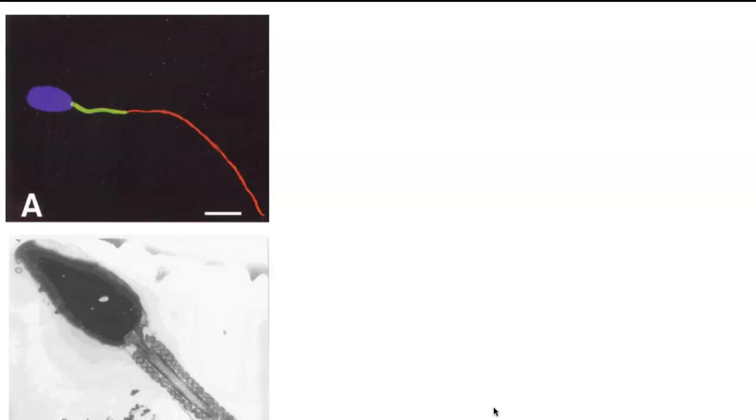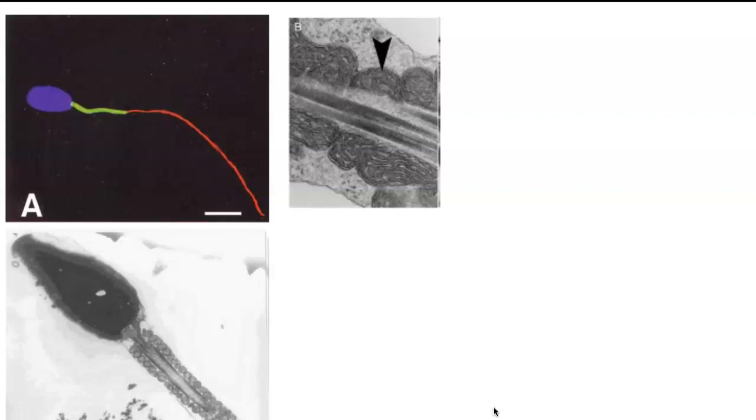The image underneath shows us what this would look like with a transmission electron micrograph, where we'd be looking at the head containing the genetic material and then the start of that flagellum. And here's a blow-up of that region showing you that wrapped around the flagellum there's a high concentration of mitochondria. Again, for sperm to be able to navigate and swim and do flagellar motion, they'll need ATP.